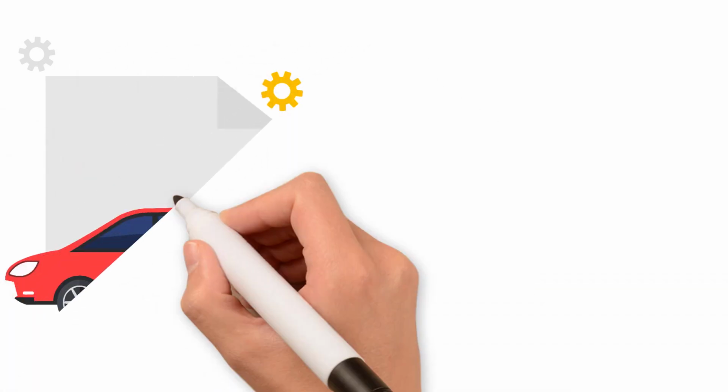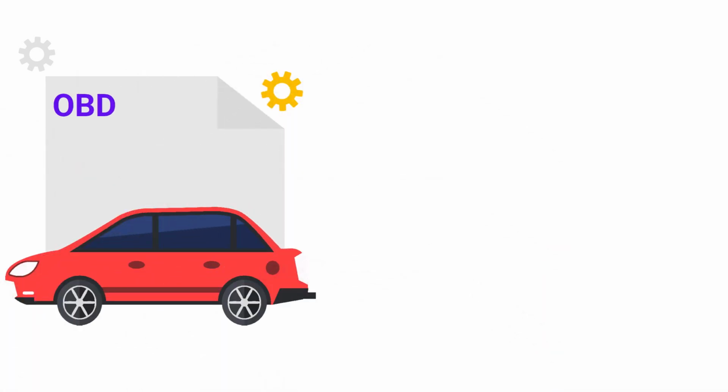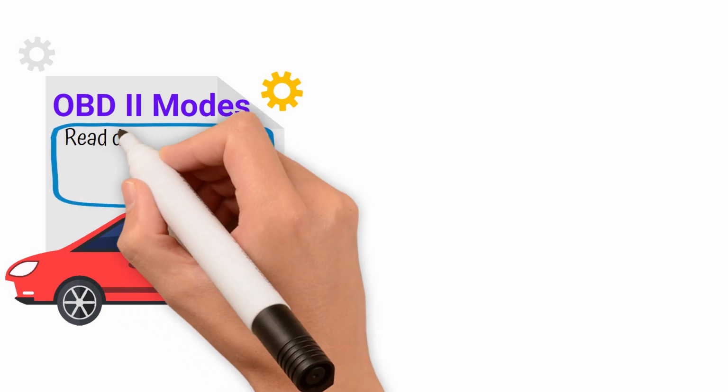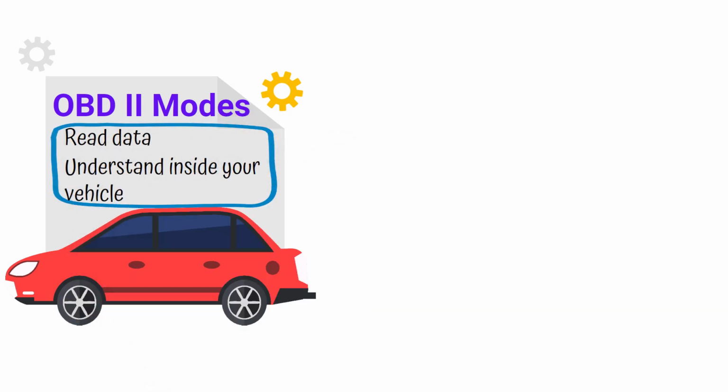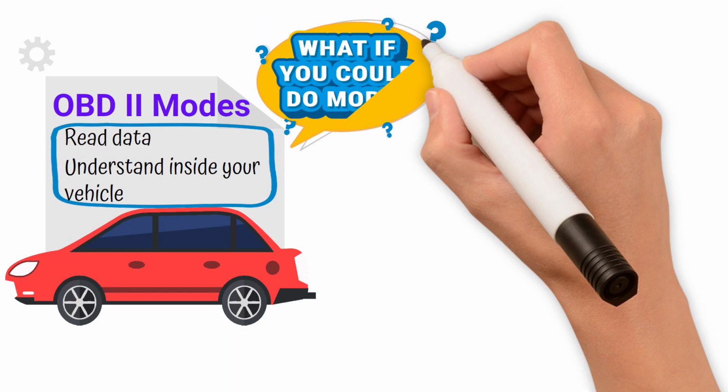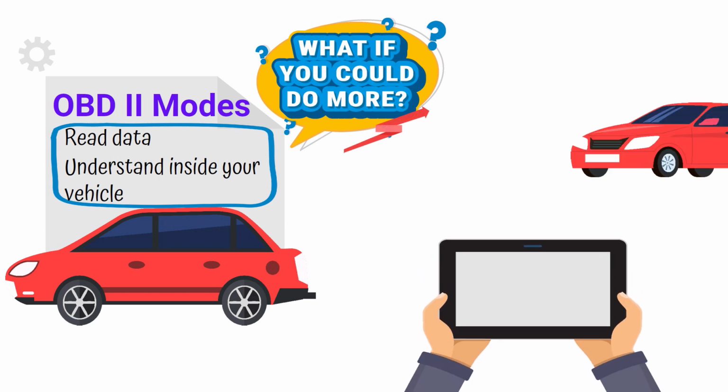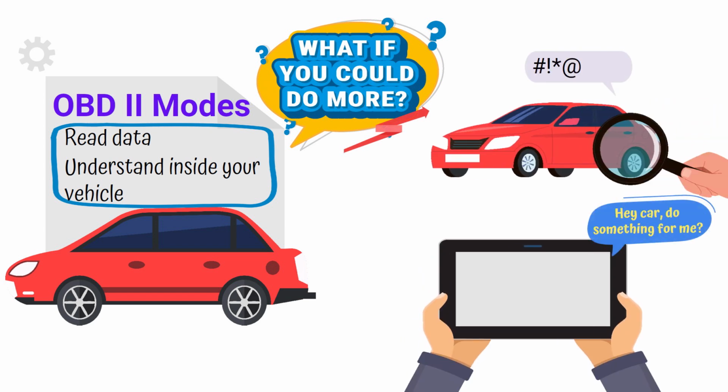Hello and welcome back. In our previous videos, we talked about how OBD2 modes let you read data and understand what's happening inside your vehicle. But what if you could go a step further? What if your scan tool could actually ask the car to do something? That's where Mode 8 comes in.